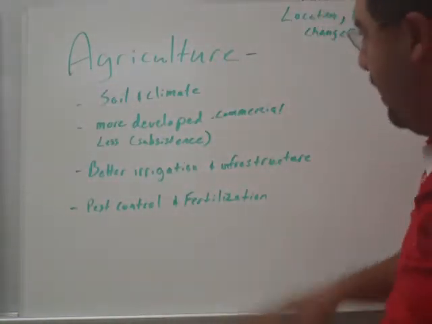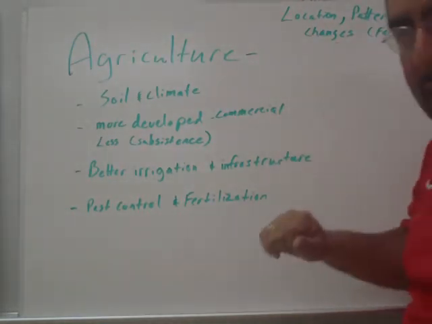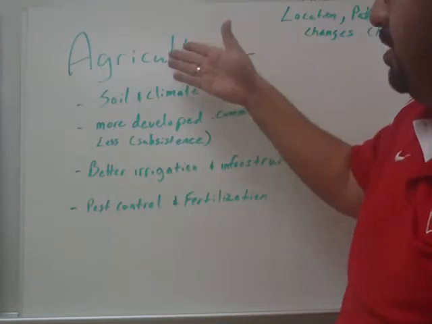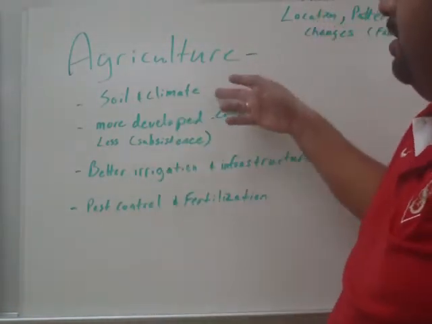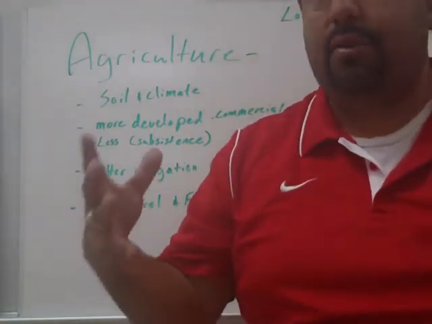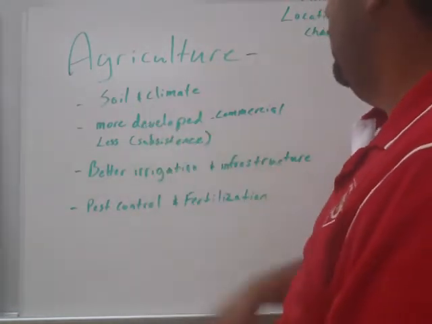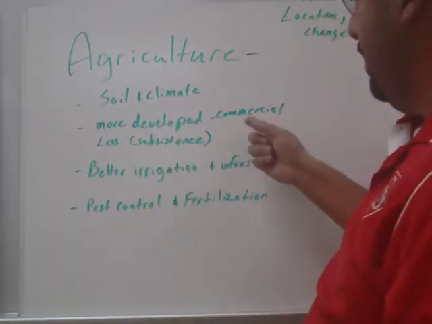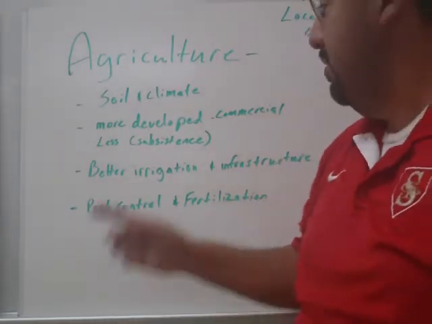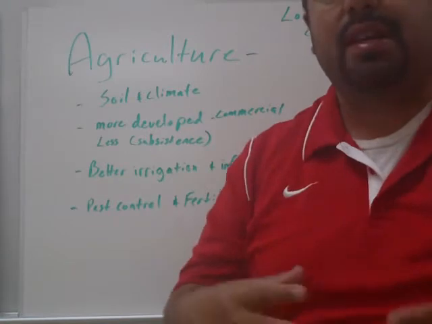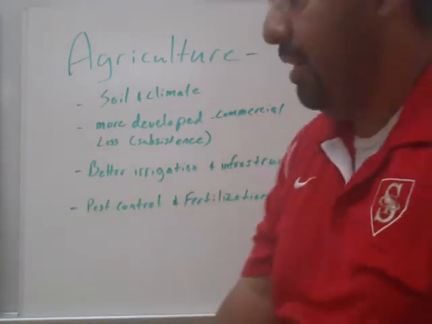Then we have location, patterns, and changes. These are the factors that contribute to where agriculture is going to be located. The first factor is soil and climate. You can't grow things in bad soil. You have to have good soil, good climate. More developed countries are going to be under commercial agriculture. In the less developed countries, you're going to see more subsistence agriculture because they just don't have the technology available for mass production of agriculture.